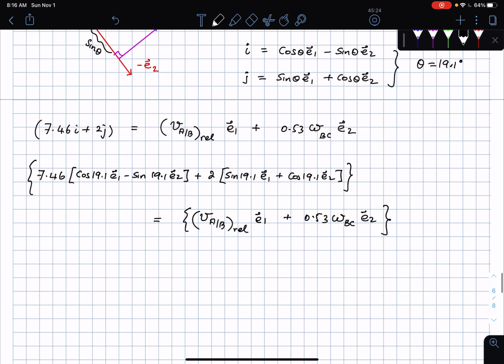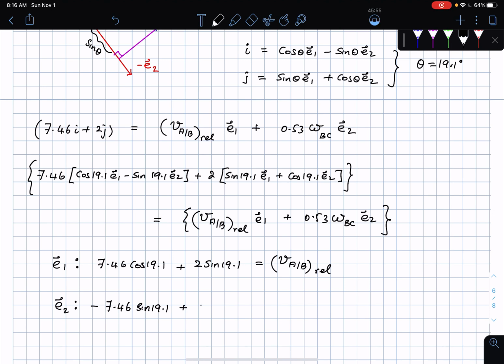Then I take components in the E1 and E2 directions, and equate them to each other. So this is 7.46 cosine 19.1 plus 2 times sine of 19.1 is VA/B relative, as you can very well see, and then I'm going to have minus 7.46 sine 19.1 plus 2 times cosine 19.1.